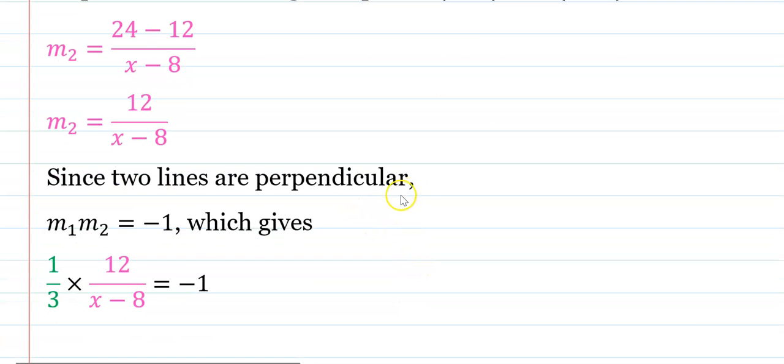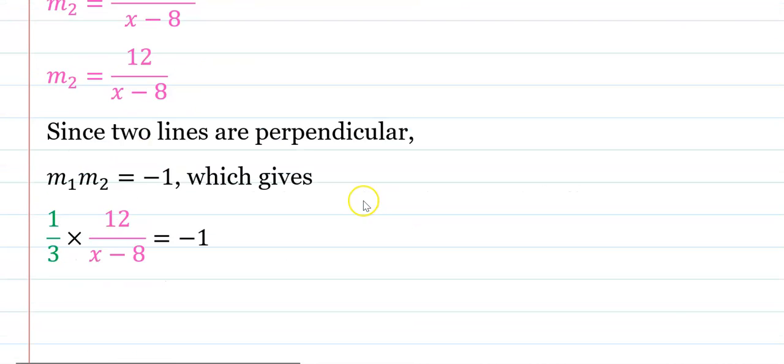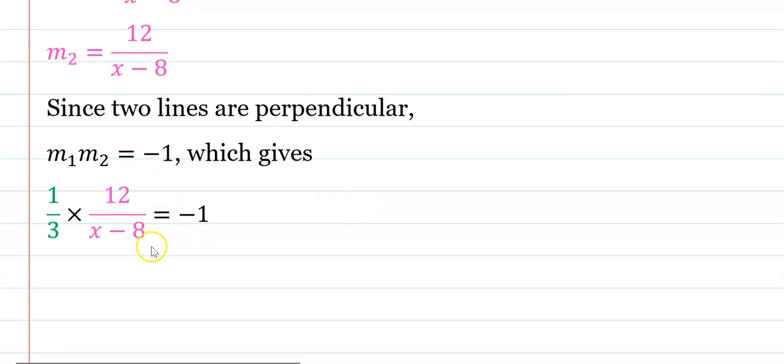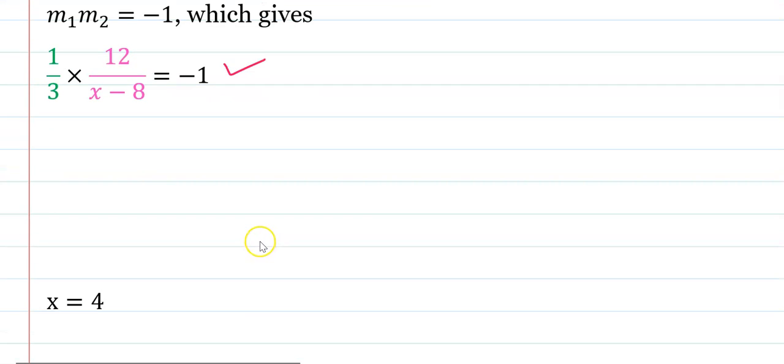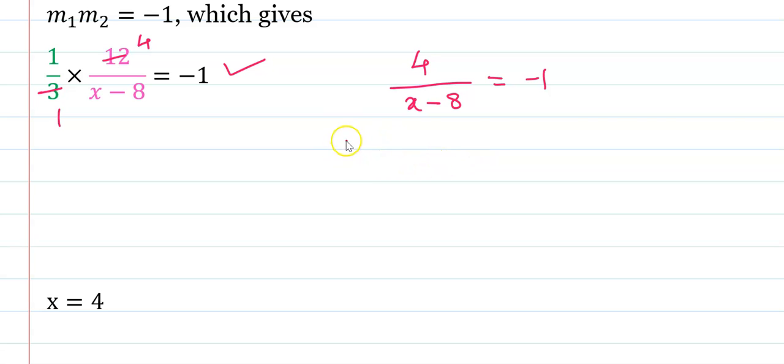Since these two lines are perpendicular, the product of the slopes is minus 1. 1 by 3 into 12 upon x minus 8, that's equal to minus 1. And if we simplify here, you can simplify 3 ones are 3 and 3 fours are 12. Here you will get 4 upon x minus 8, and that's equal to minus 1.